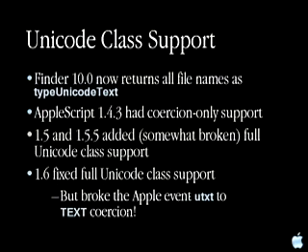Unicode class support is something that we added in 1.6 primarily to handle what's going on with the Finder. The Finder 10 now returns all file names as Unicode text. AppleScript 1.4.3 could take these and send them to other applications, but it displayed them as data, chevron, UTXT, and then a bunch of hexadecimal. It's better than nothing, but it wasn't great. 1.5 and 1.5.5 added some Unicode text support, but it was broken in some places, and it didn't have any of the concatenation operations, it didn't have the substring operations, it didn't do anything that you wanted it to do.